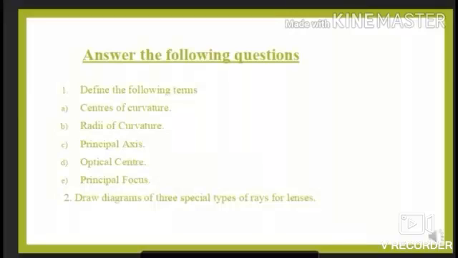Do some assignment questions. Define the following terms: center of curvature, radii of curvature, principal axis, optical center, principal focus. Second question, draw diagrams of the three special types of rays for lenses.